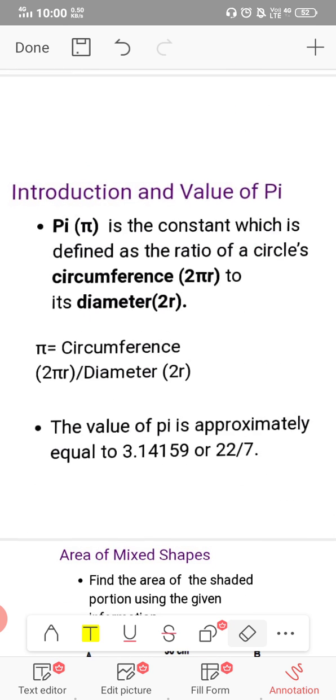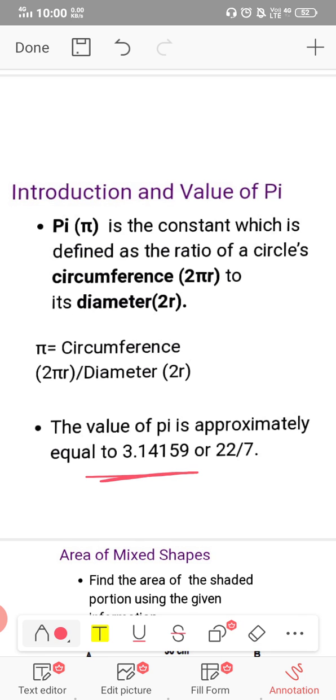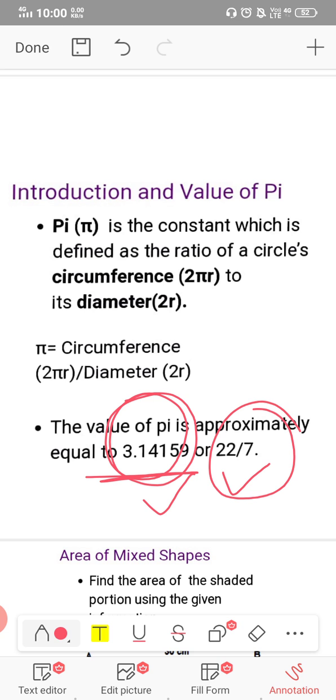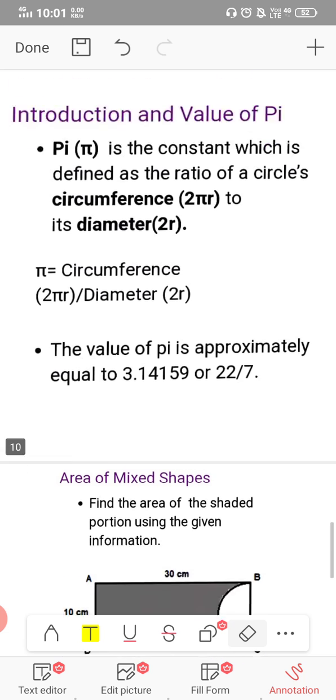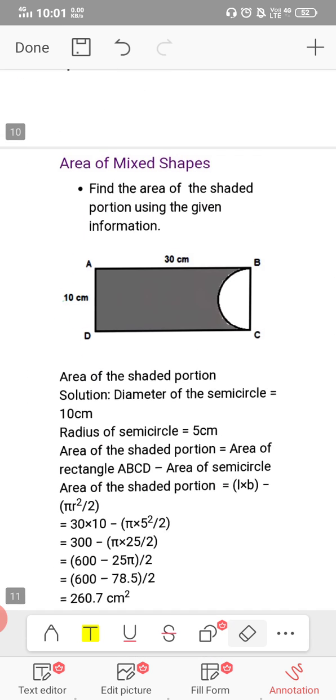I told you everything about pi. Pi is the constant which is defined as the ratio of a circle's circumference 2 pi r to the diameter. Okay, so basically the value of pi is 3.141. You will have to remember both, because in the form of decimal it is 3.141 and in the form of fraction it is 22/7. Now moving on to the next point, it is area of mixed shape.